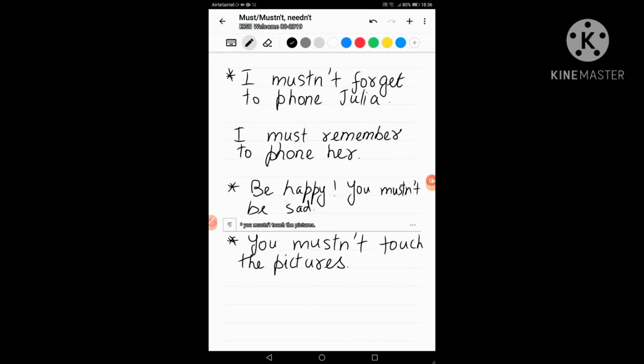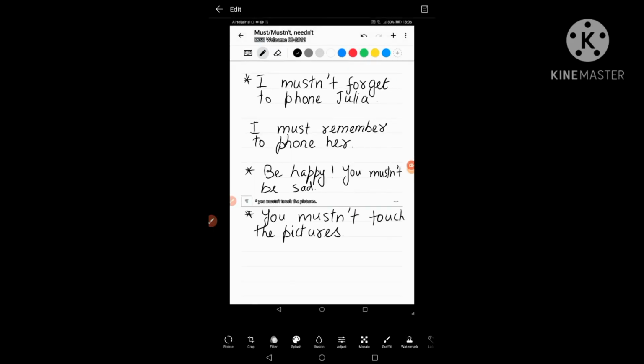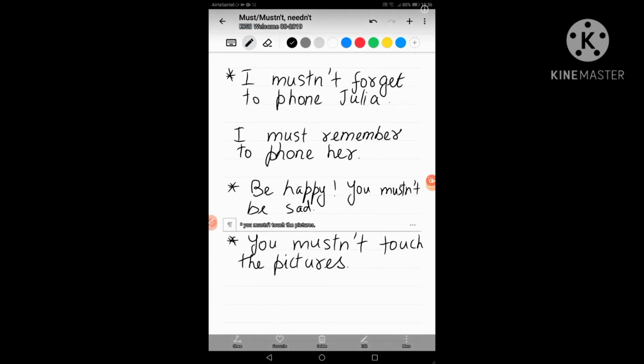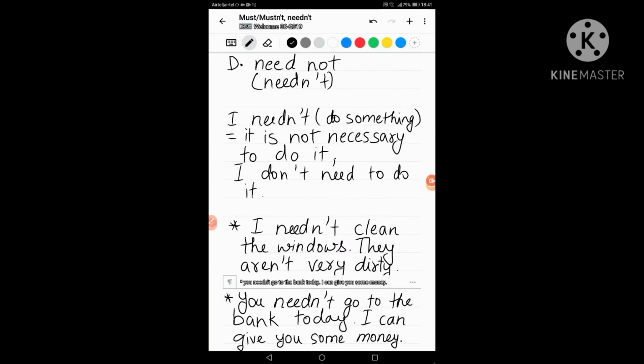Be happy. You mustn't be sad. You mustn't be sad. You mustn't touch the pictures.